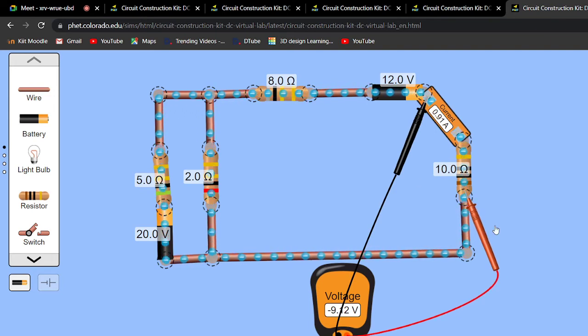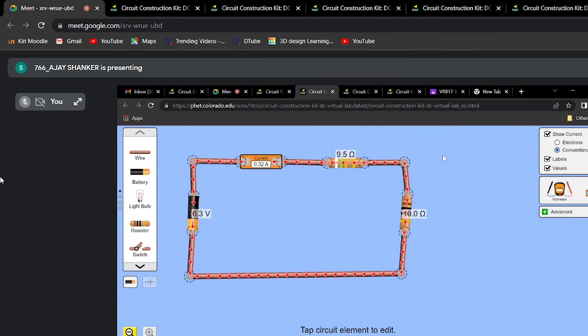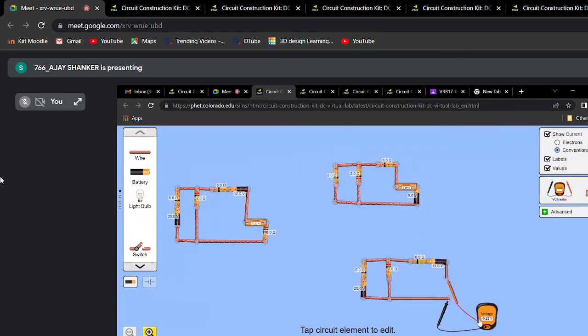Ajay, your current, show me the circuit again. Show me the first circuit. Where is your ammeter? In this circuit. Okay. Thevenin voltage is how much? 6.3. Yes, ma'am. Minus 6.3. Okay. I'm making the circuit.